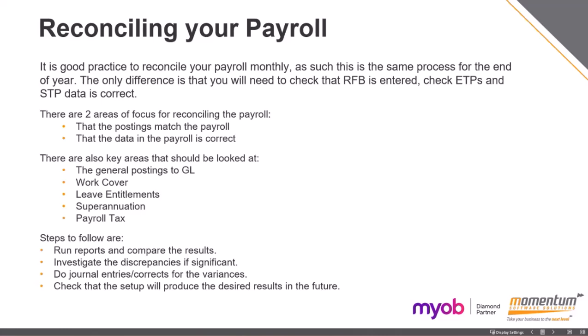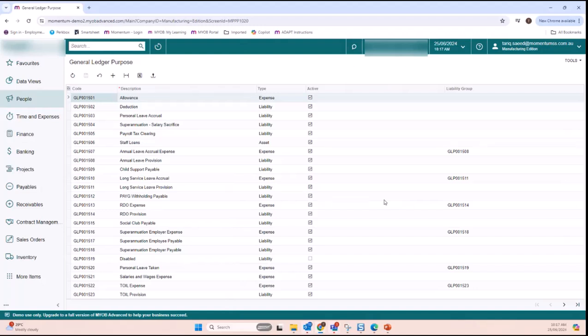So firstly, we will run and compare the results of the GL reports versus the payroll reports. And if there is any discrepancy, we will need to investigate and do the journal entries to correct those variances, or make entitlement adjustments to correct the discrepancy, and also check the setup that will produce the desired result in the future. So I will share my screen, to show what I mean by reconciliation of GL to your payroll subledger.